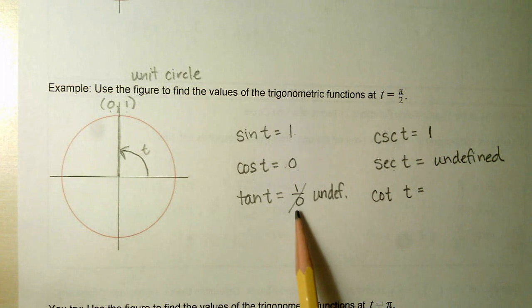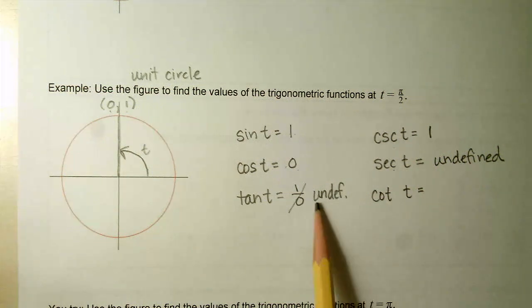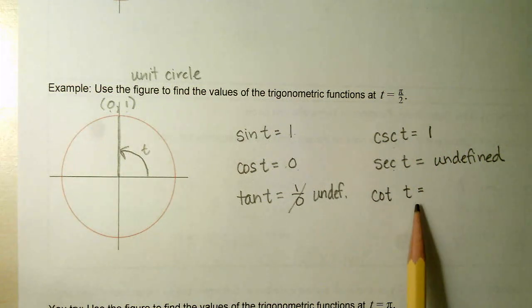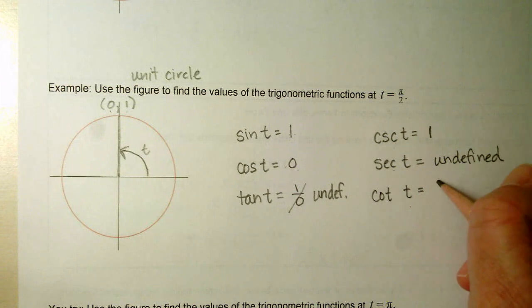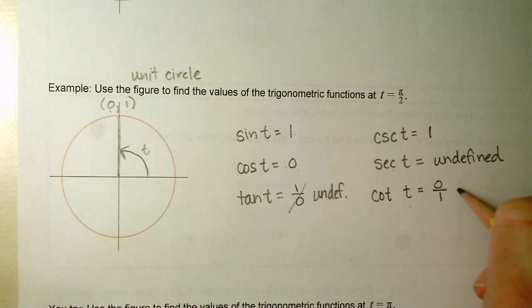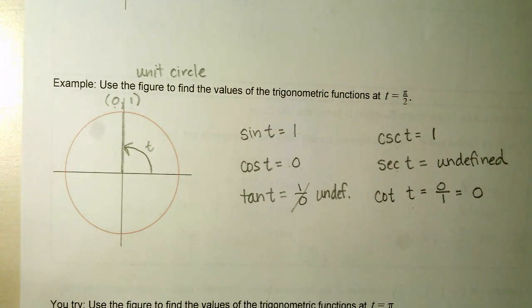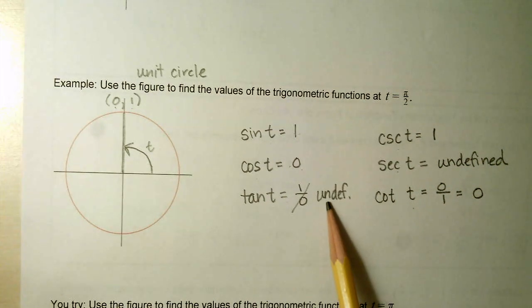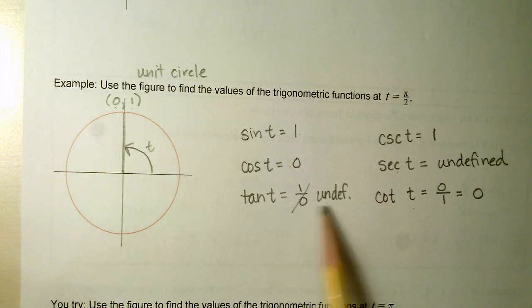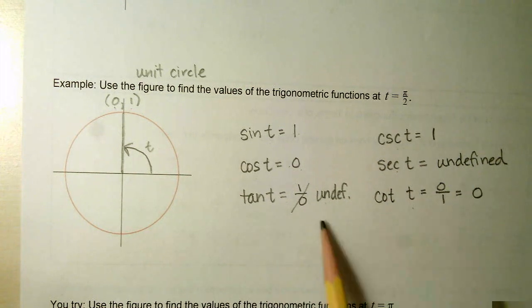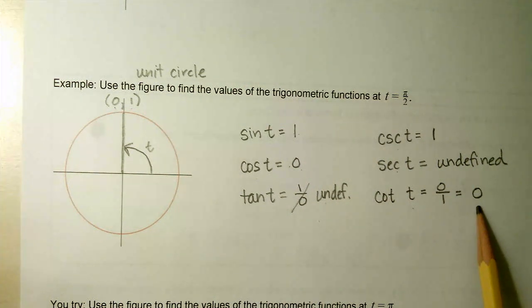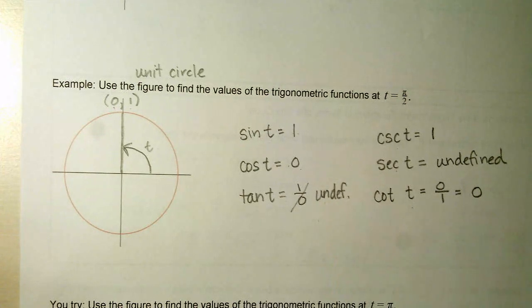This is interesting. Even though our tangent was undefined, our cotangent is 0 over 1, which is 0. So anytime you are dealing with an undefined answer for one of your trig functions, its reciprocal is going to be 0. That's an important thing to think about.